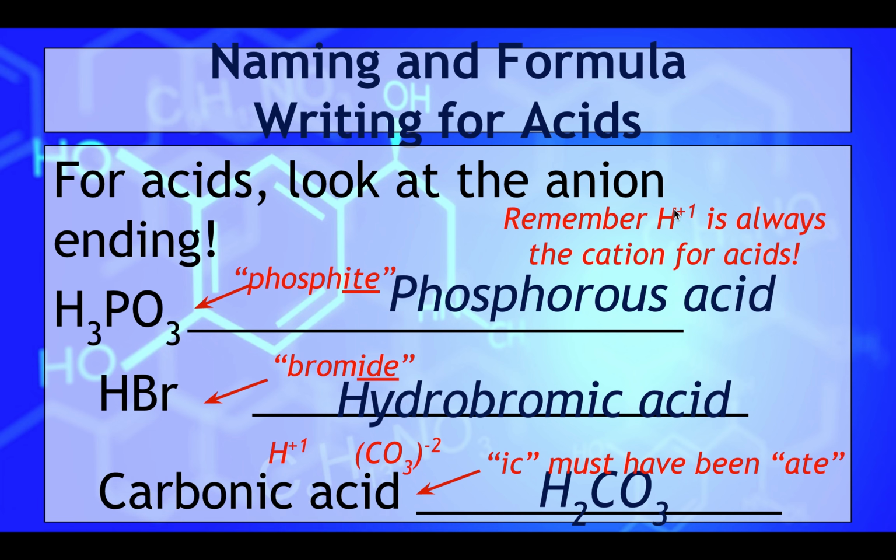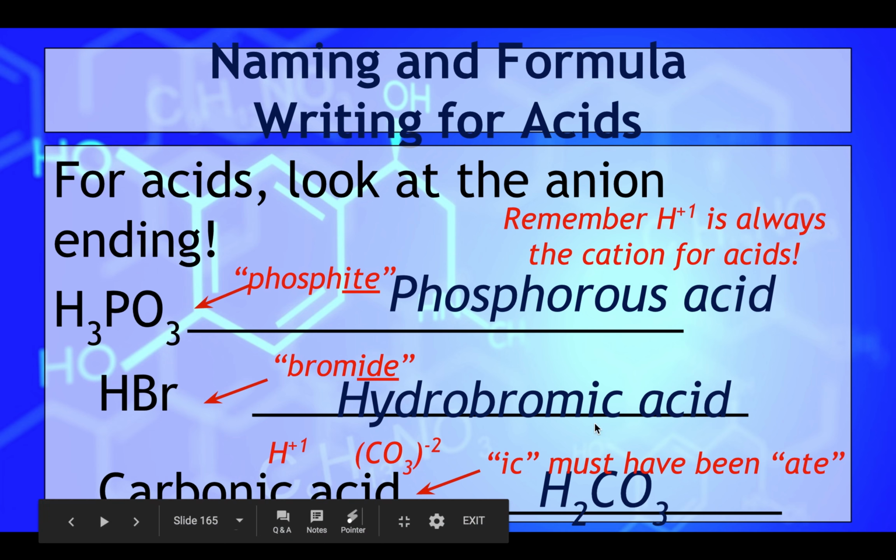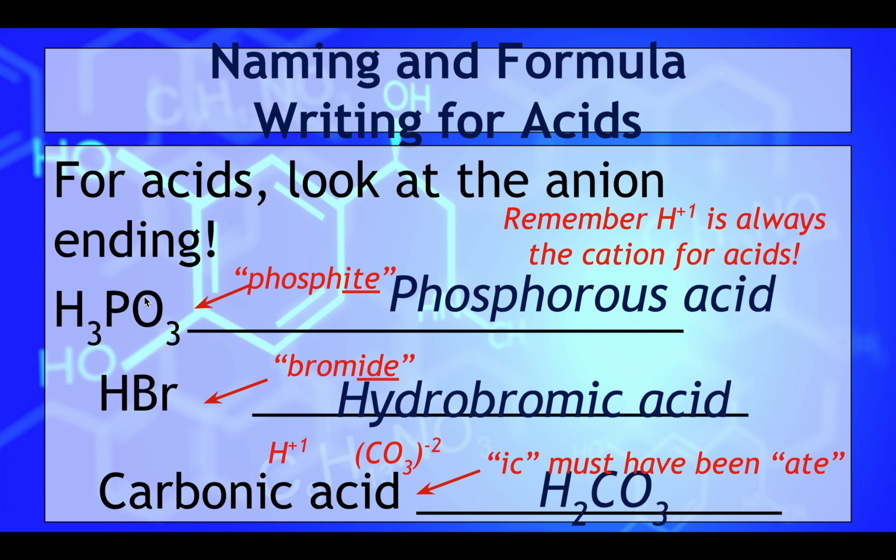Remember, the hydrogen ion is always the cation for acids. So it's always going to be the same. We're always dealing with hydrogen, hydrogen, hydrogen. The only thing that changes is the anion ending.